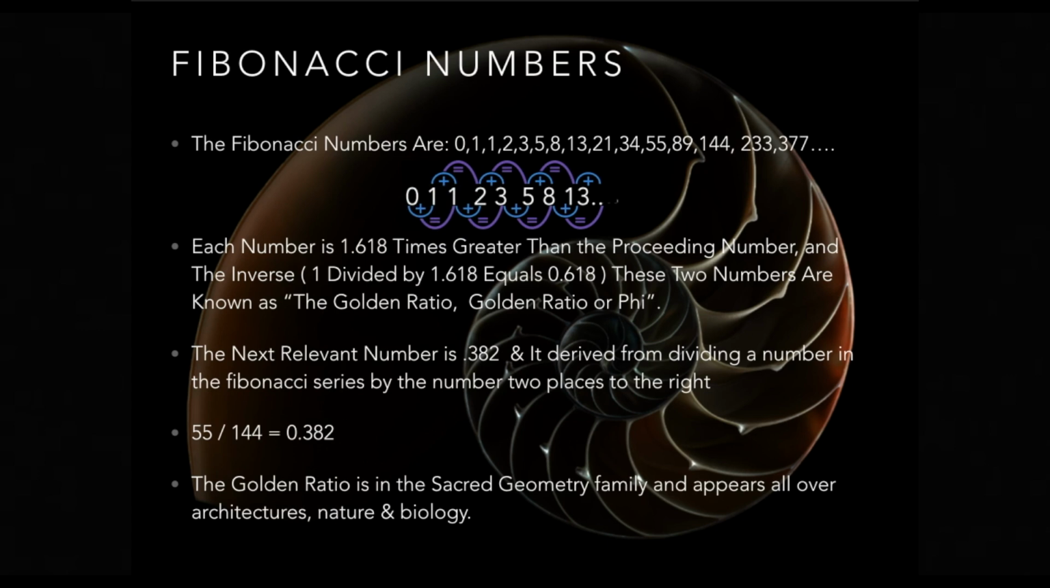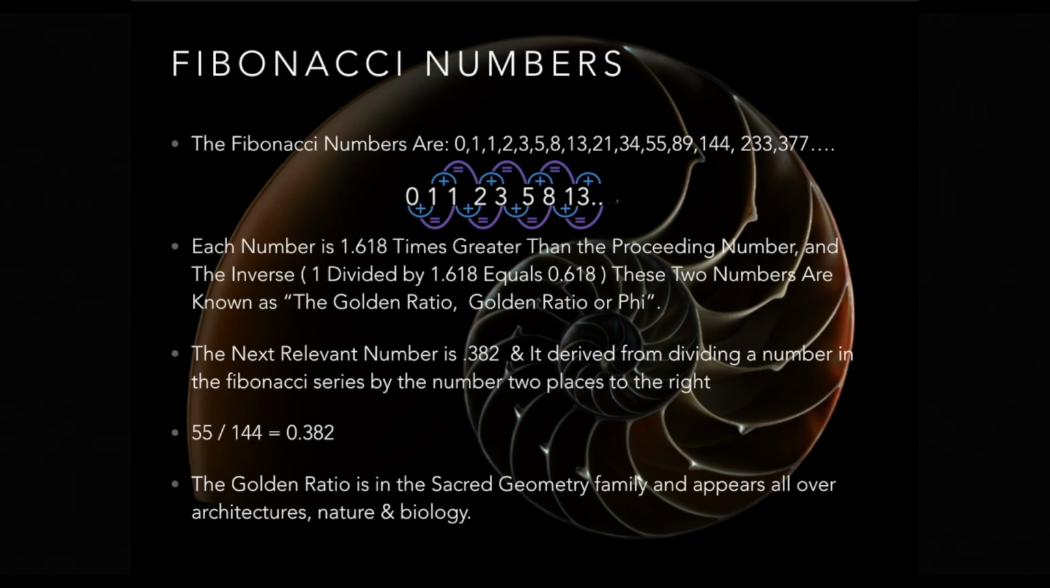Each number is 1.618 times greater than the previous number, and the inverse, if you were to divide 1 by 1.618, the answer would be 0.618, making these numbers the golden ratio, or phi, more commonly used as 0.618.